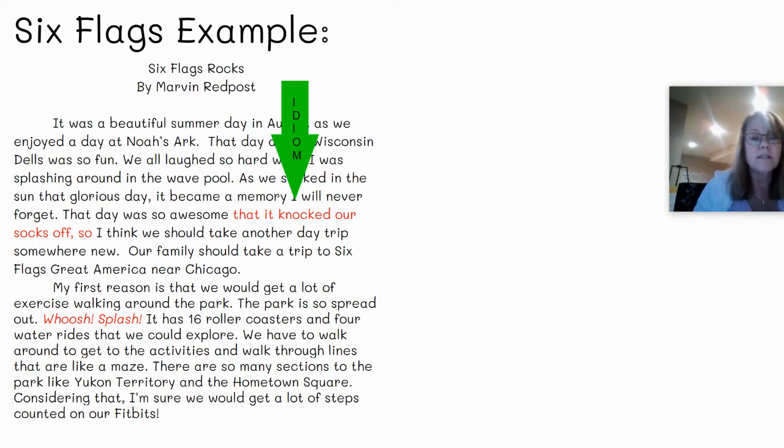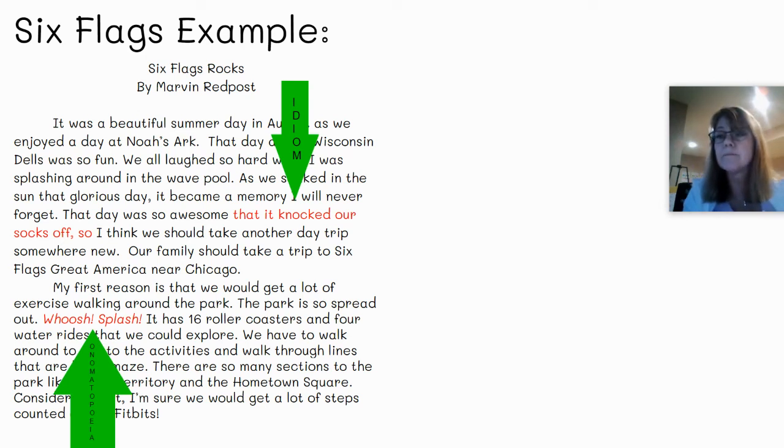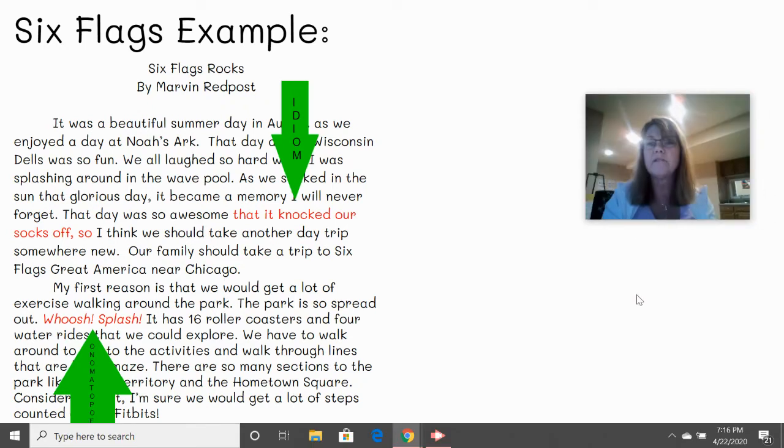My first reason is that we could get a lot of exercise walking around the park. The park is so spread out. Whoosh, splash. It had 16 roller coasters and 4 water rides that we could explore. Onomatopoeia. Just a little bit goes a long way. And that was just adding in 2 of the pieces of figurative language, 1 in each of those paragraphs.